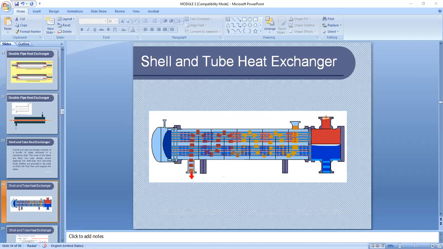So the fluid in red is the hot fluid, and the one that is in blue is the cold fluid, depending on whatever is the objective of the said heat exchanger, whether it's for cooling or for heating. Okay, so you have a bundle of tubes inside a shell. So that is why it's called a shell and tube heat exchanger.